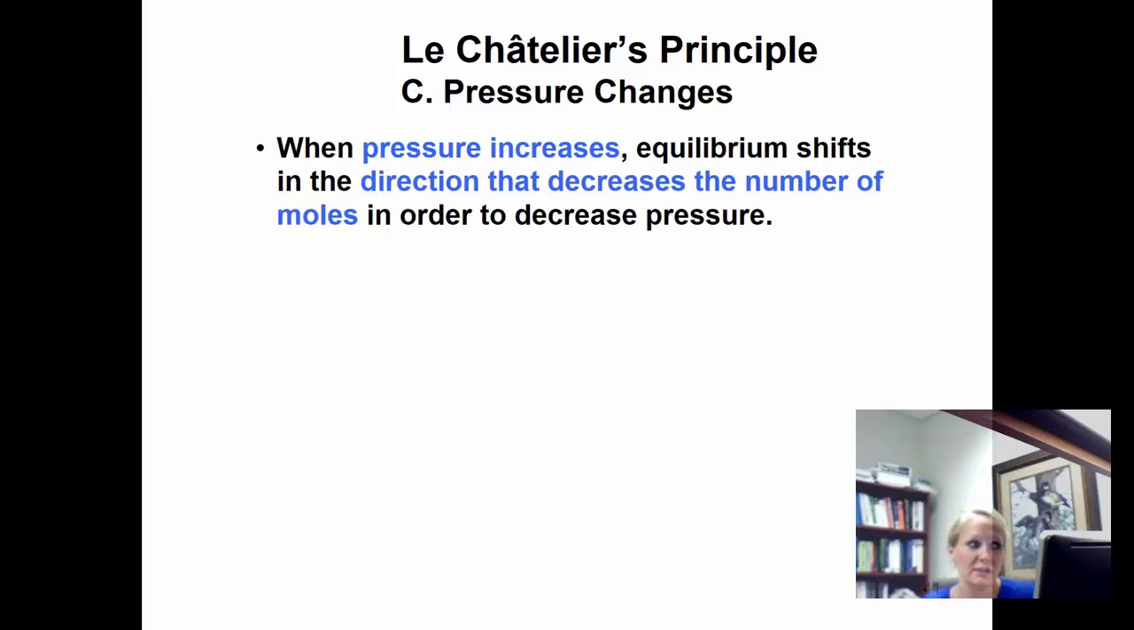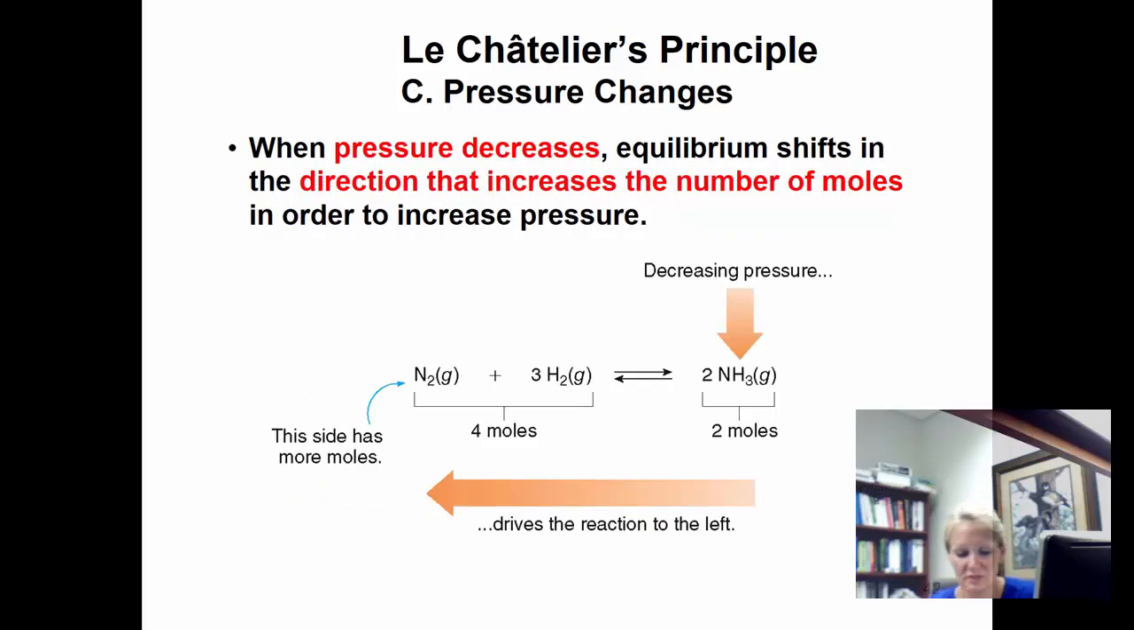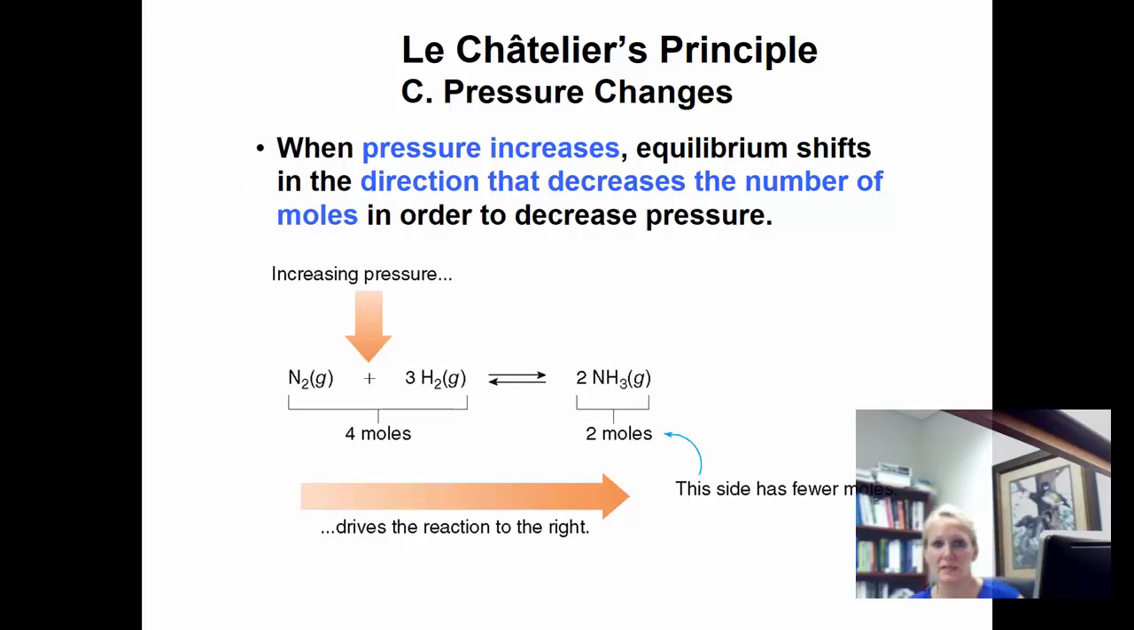We can also change pressure. When pressure increases, the equilibrium shifts in the direction of the fewest moles, or decreases the number of moles. So this is something you just got to commit to memory, and I usually say it over and over to my students. If pressure increases, you shift to the side of the fewer moles. If pressure decreases, you shift to the side of the more moles.